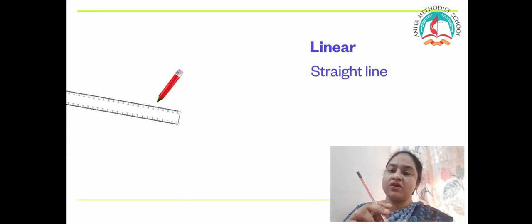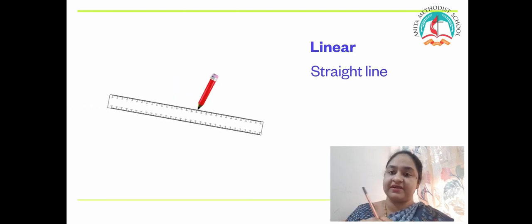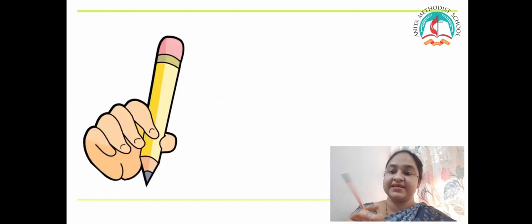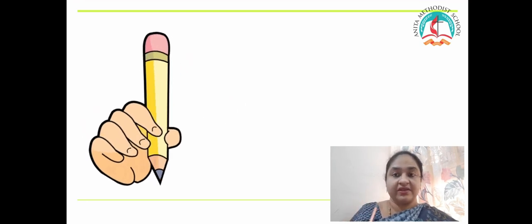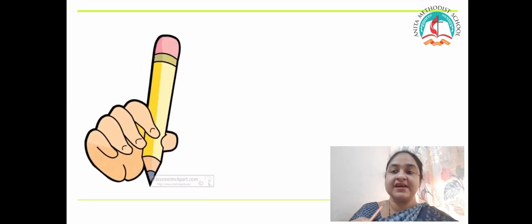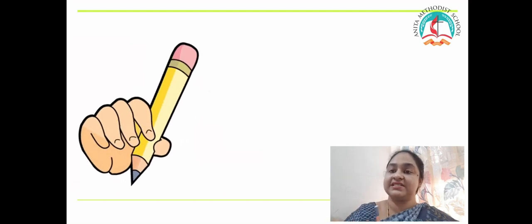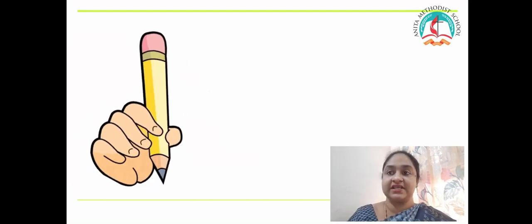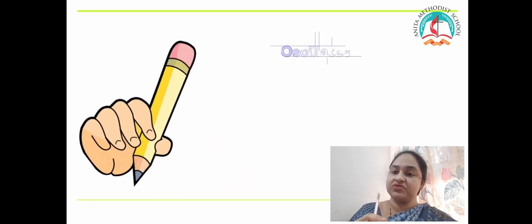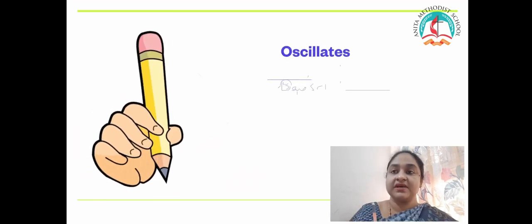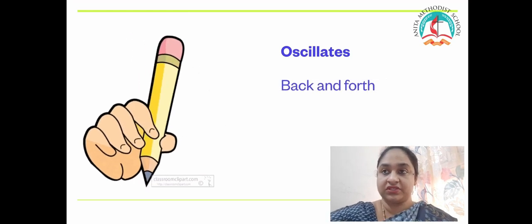Now I'm going to hold my pencil in between my fingers and move it like this, back and forth. What is the type of motion here? This is like a swing. The motion which we have in a swing, we call oscillatory motion. Oscillatory motion means it moves back and forth.